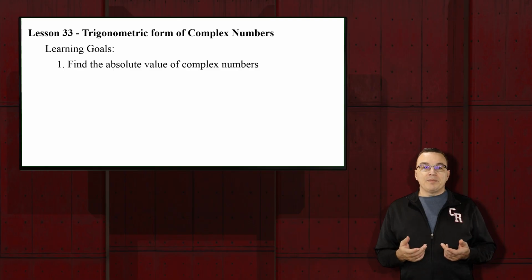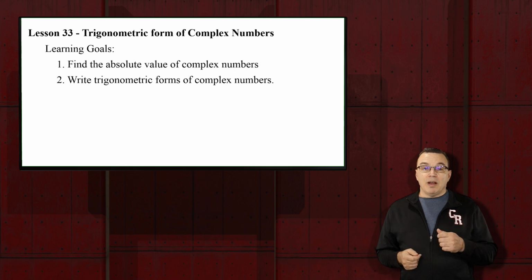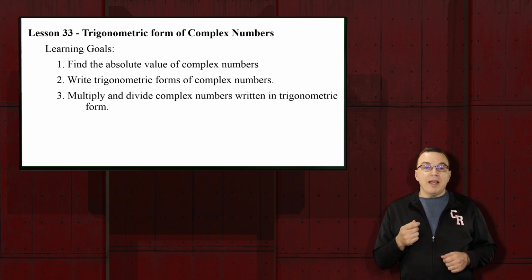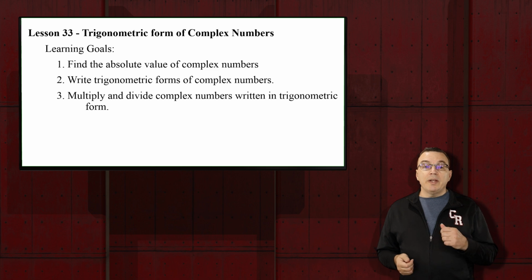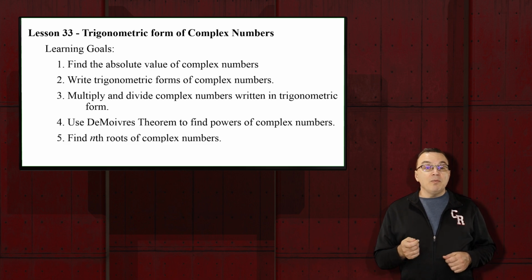Our goals for today: we're going to find the absolute value of complex numbers. We're going to write the trigonometric forms of complex numbers. We're going to multiply and divide complex numbers written in trigonometric form. We're going to use De Moivre's theorem to find powers of complex numbers. And then we're going to find nth roots of complex numbers.